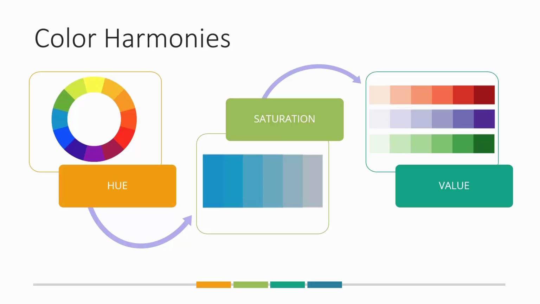Value has to do with how light or dark a color is. You can add black to a color to shade it darker, or you can add white to a color to tint it lighter. And all of these adjustments have an effect on the emotional messaging of the color.